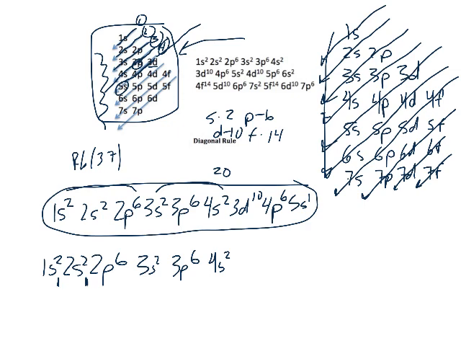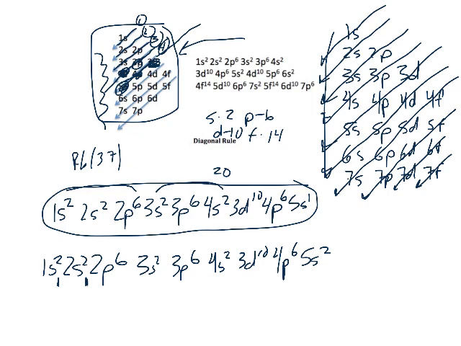And after 4s, maybe I should start crossing these off as I go. I wouldn't necessarily do that if I were you, because then you won't be able to read your chart anymore. But I already got the 4s. And after the 4s comes 3d, and I can fit 10 there, so I'm going to just cross that off. And after 3d comes 4p, I can fit 6 there, so I'm going to cross that off. And then the 5s, I can fit 2 there, and I've crossed that off. So far, I'm at 38.